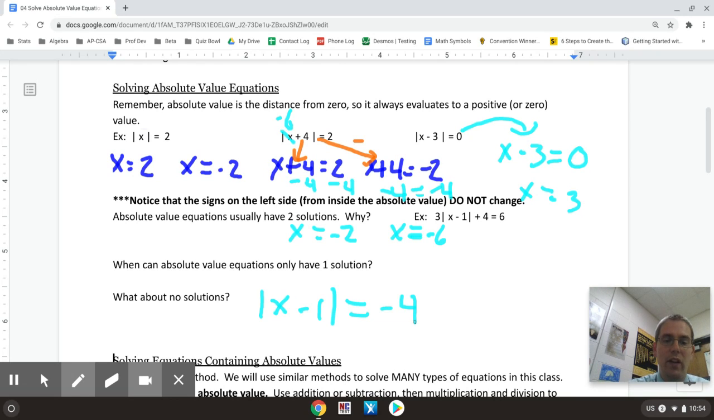I hope this gives you an introduction to how to solve absolute value equations and the need to split them into two parts, one part where the right side becomes positive and the other part where the right side becomes negative.